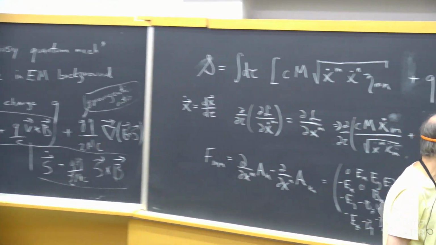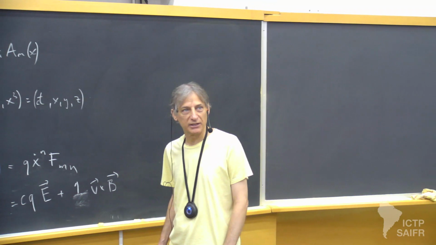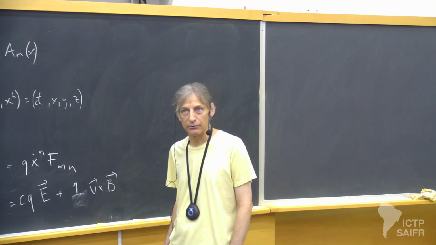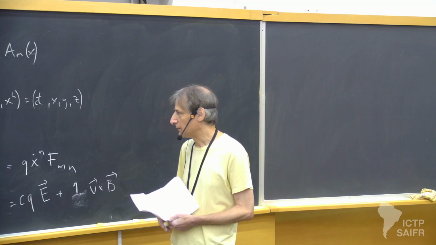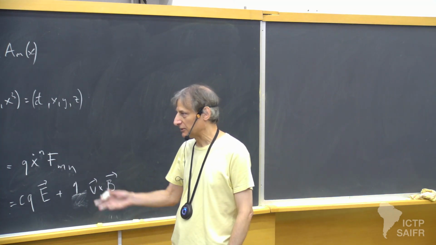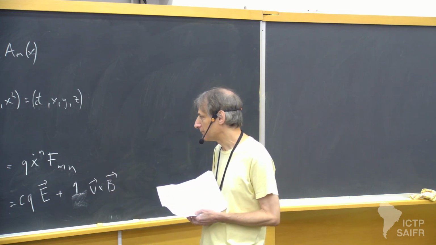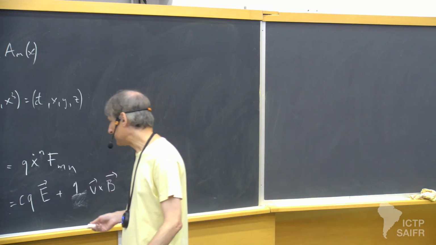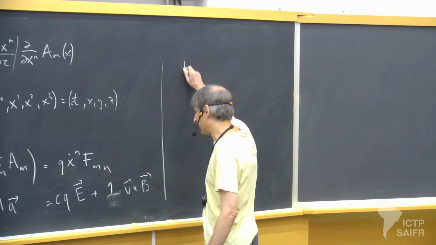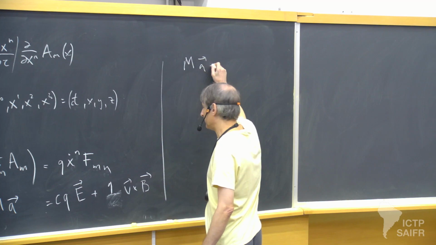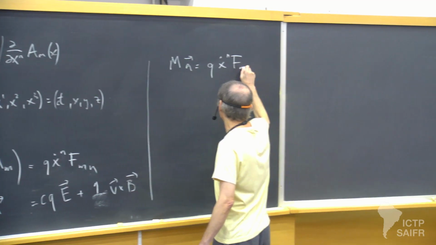Okay, so if you haven't seen this before, you might want to look at some references. So Landau and Lifshitz does this in the classical field theory book, but I think any book that discusses a relativistic particle in an electromagnetic background, you'll see this. Okay? So it's a very nice way, so just to summarize, the equation of motion is just m a equals q x dot n F_mn.